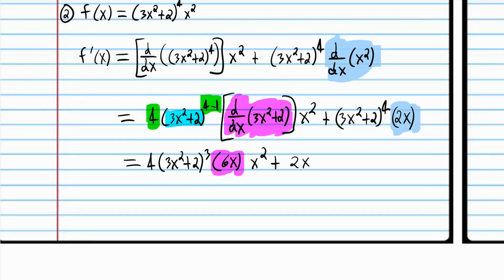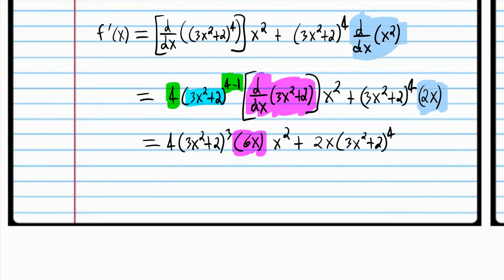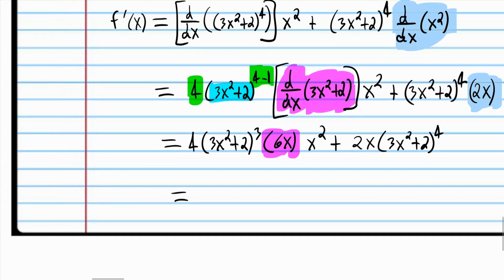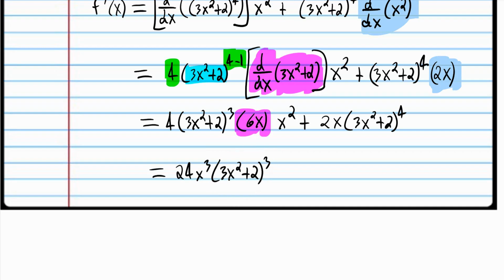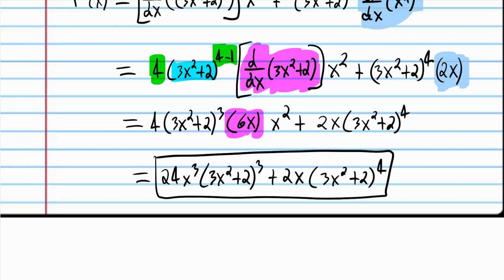And then we have 2x times 3x squared plus 2 raised to the 4th. Now you might ask, do we have to move this over here? You don't have to, but it just looks better to move it into the front. That's traditionally what's done. Okay, so now we're going to multiply all of this by 4. So we get 24x cubed. We're going to keep the 3x squared plus 2 raised to the 3rd power. We're not going to do anything with this, because if we did, that would just make the expression look more complicated. And then we're going to rewrite the expression over there. And so there you go.